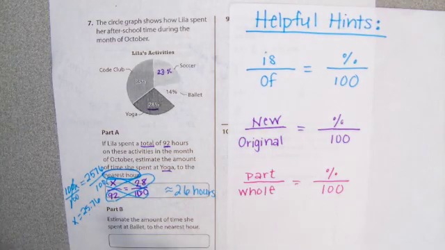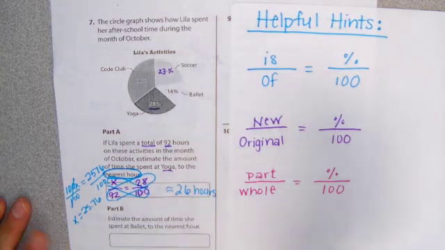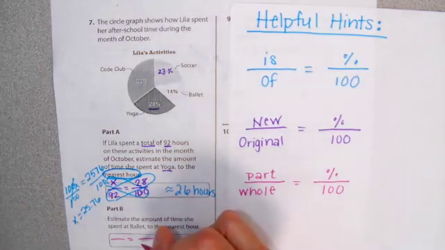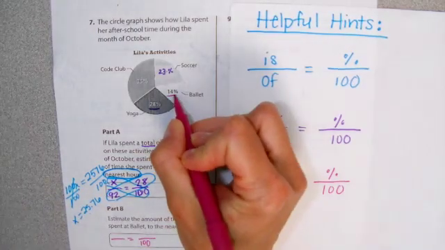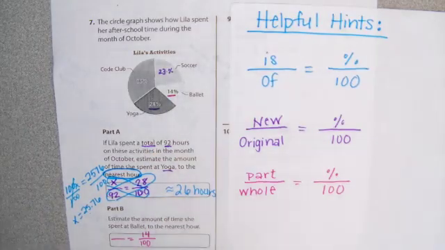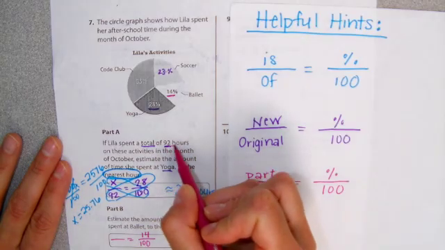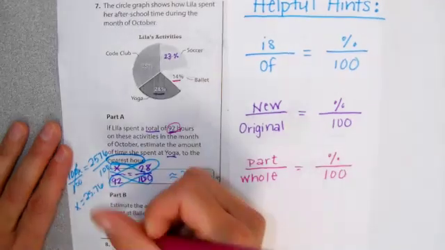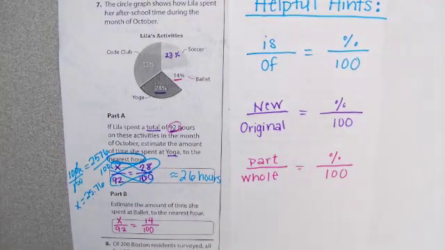Part B says, estimate the amount of time she spent at ballet to the nearest hour. So let's go back up here and look at ballet. Ballet is 14%. Again, we're going to set up the percent proportion. We're going to put our 100 in. This time our percentage is 14. That's going to go above the 100. And then over here, what number do I need to put in? Well, we're still working with 92 hours. That did not change, so we know that goes on the bottom. And we're trying to figure out this value at the top.